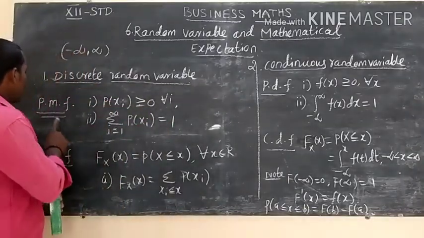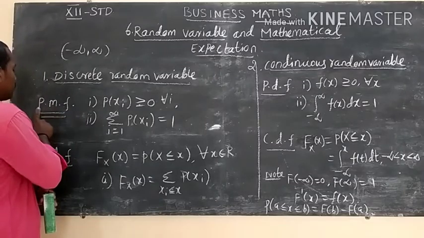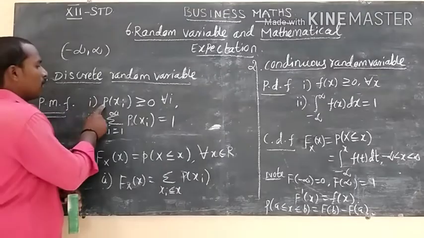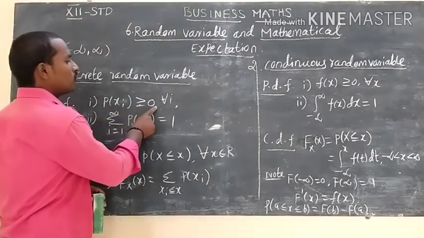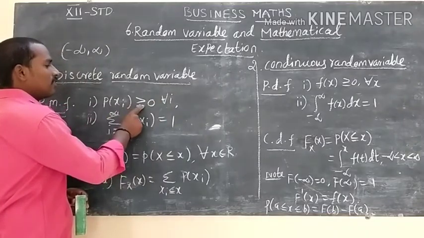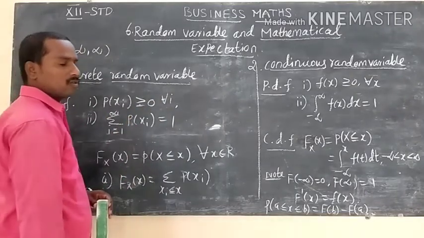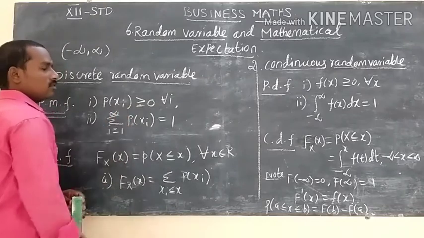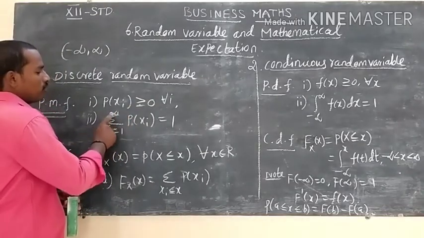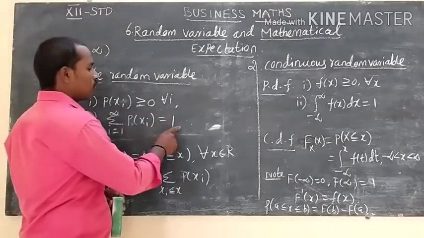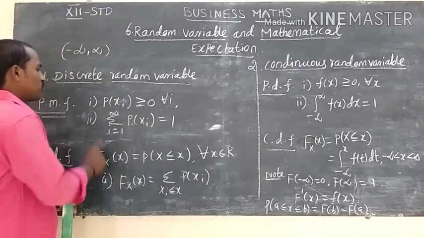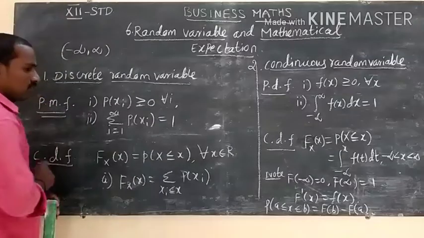Here, the probability mass function, PMF, has a condition: P of xi is greater than or equal to 0 for all i. Every value is a probability value, greater than or equal to 0. The second condition: summation i equal to 1 to infinity, P of xi equal to 1. The sum of the probabilities is equal to 1. These two are the conditions of the probability mass function.